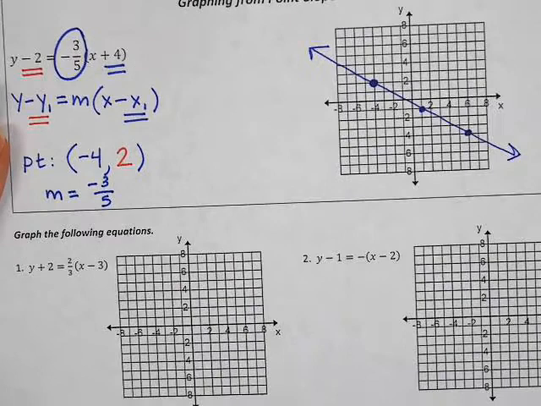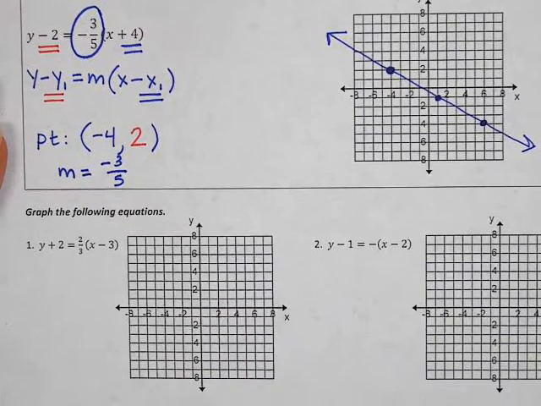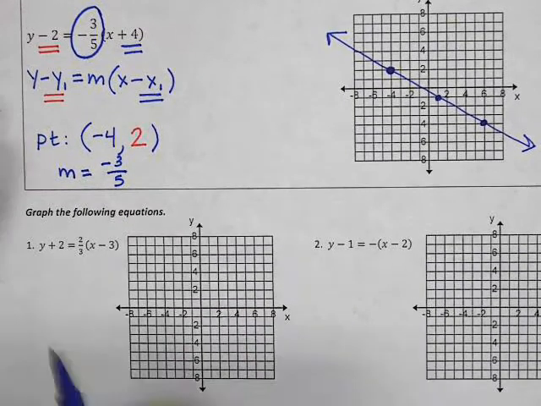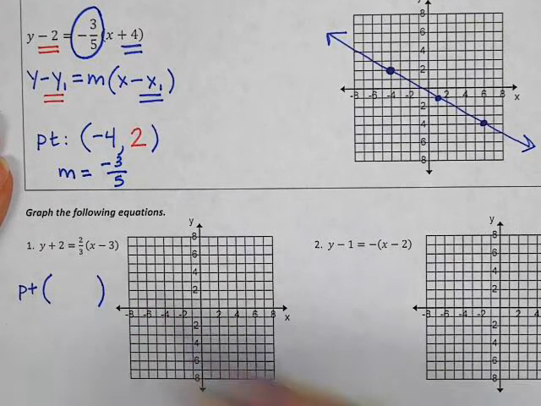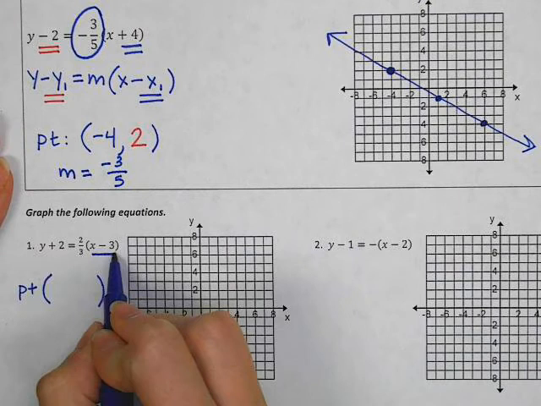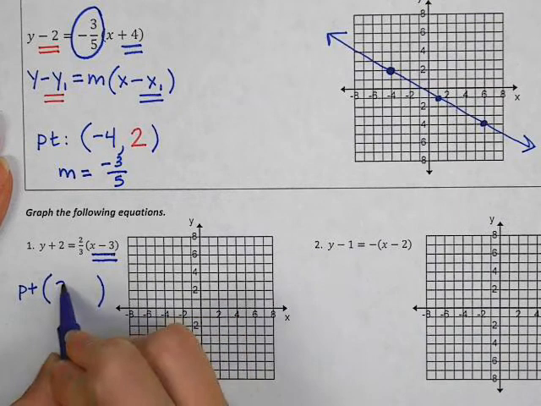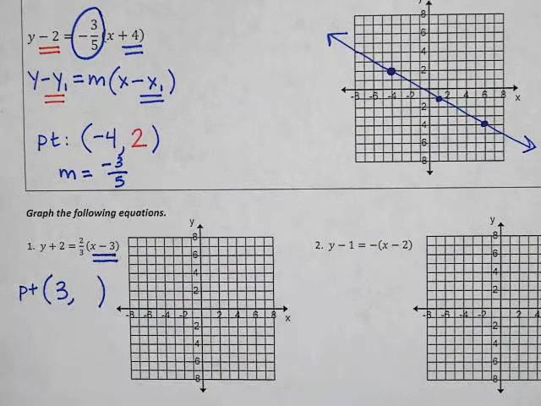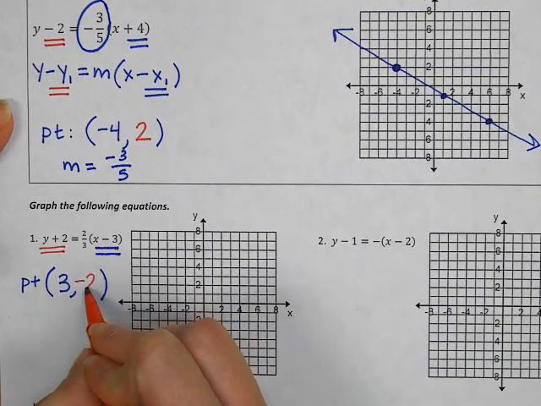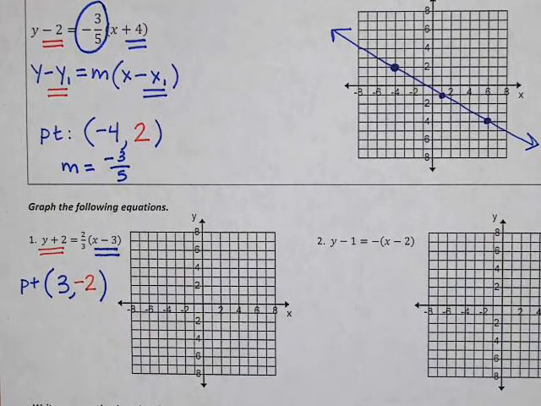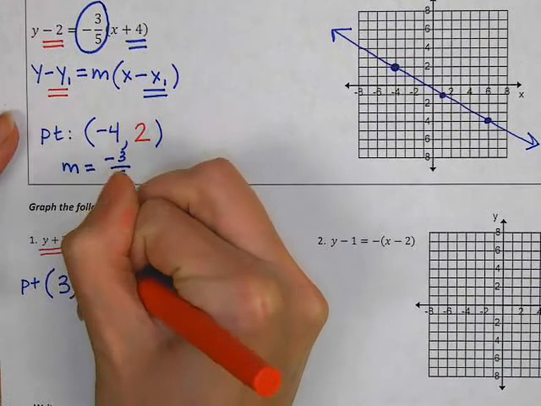All right, so let's try a couple more because this is something new. So number 1, we start by finding the point. And remember, it's opposite, always opposite. So if this is x minus 3, it's really 3. And if this is y plus 2, the point is really negative 2. It's always opposite. And the slope is 2/3.